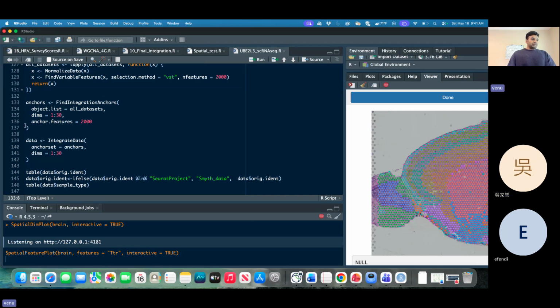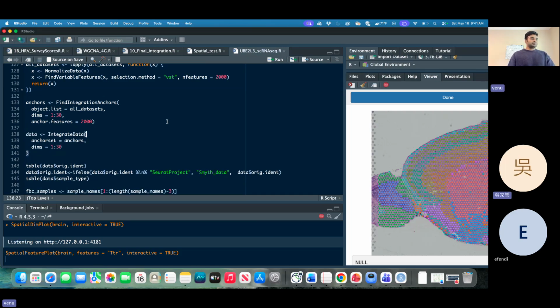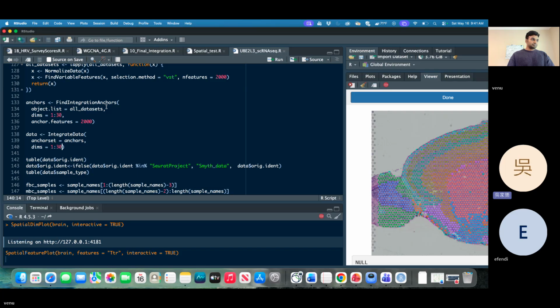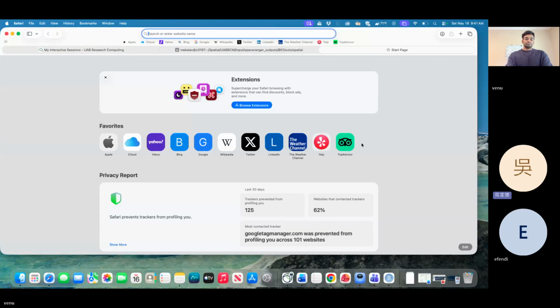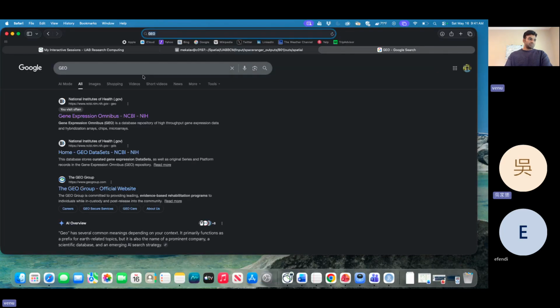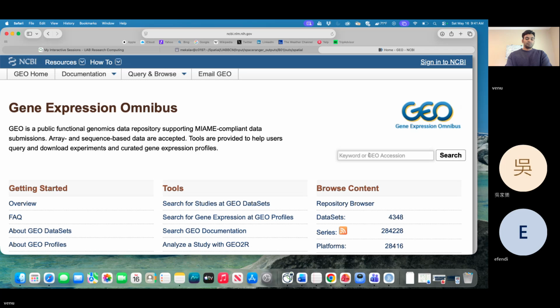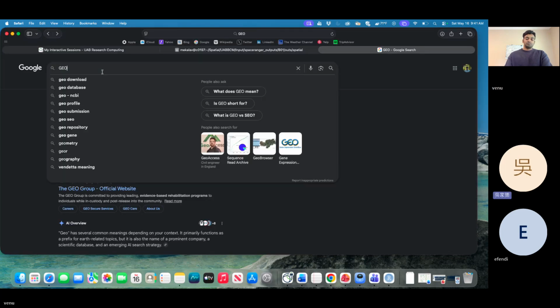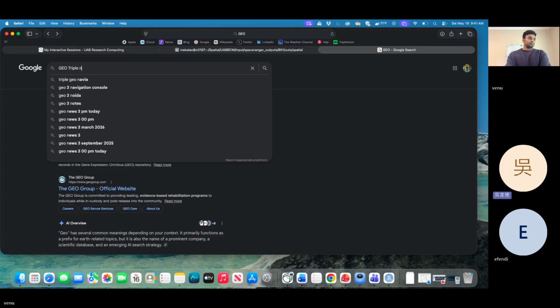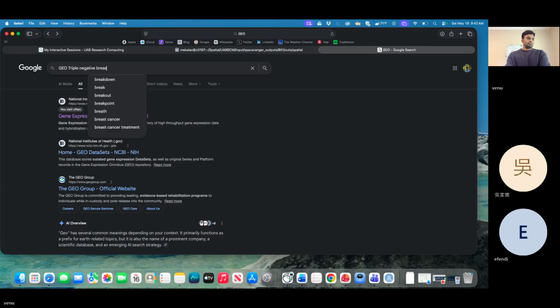Under the NCBI GEO database, have they included spatial RNA datasets? Yes, there are many data sets available in GEO, including spatial RNA. So one can look up those publicly available spatial RNA data.